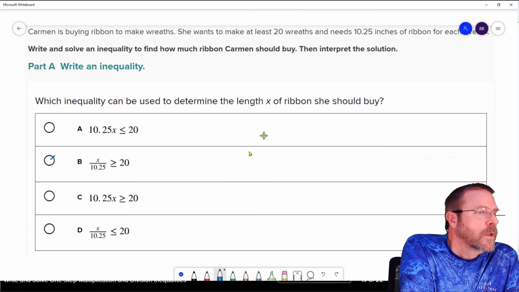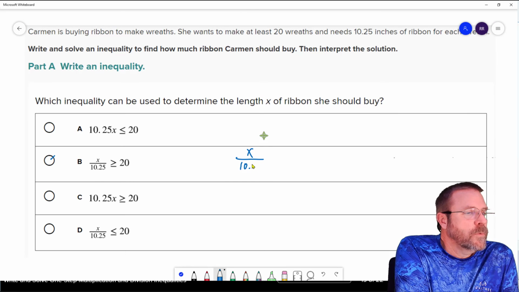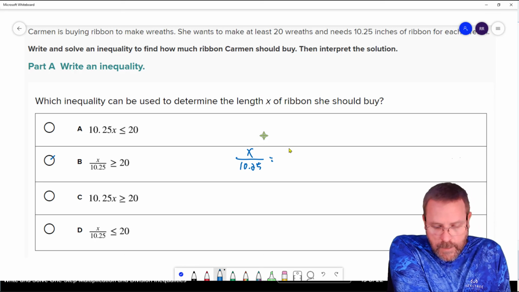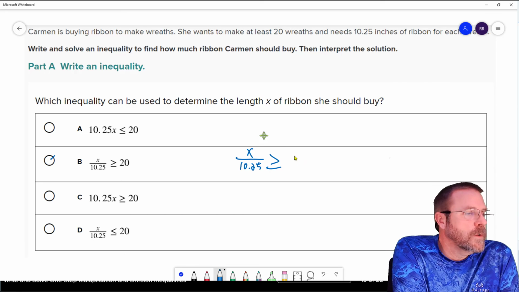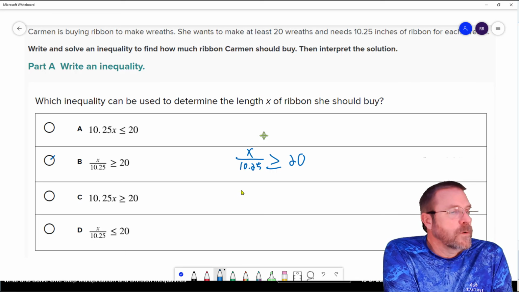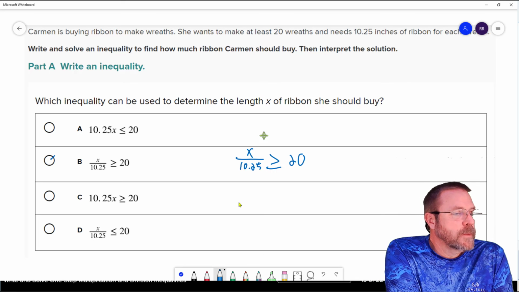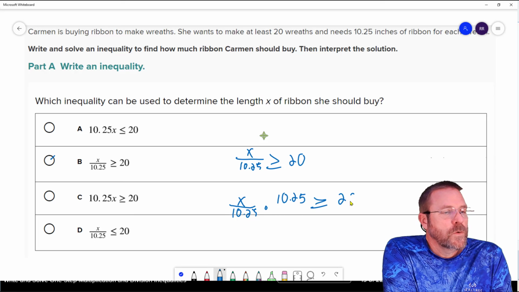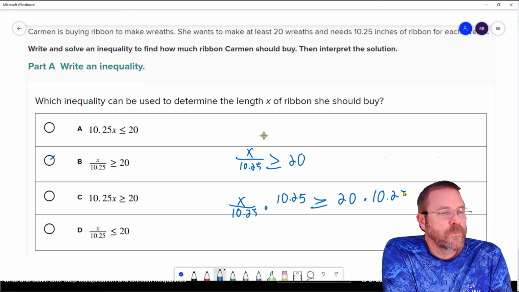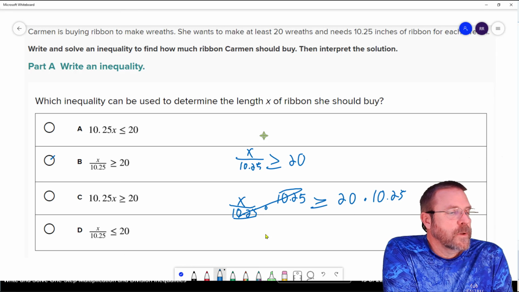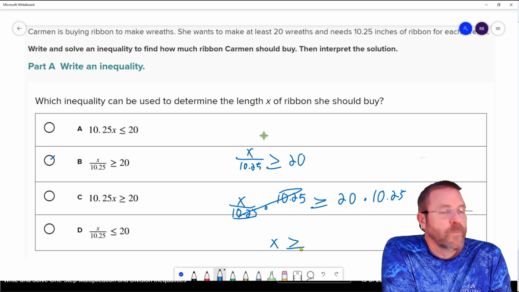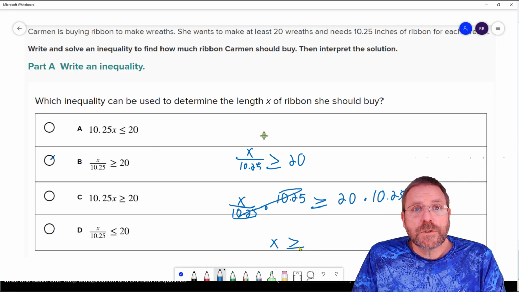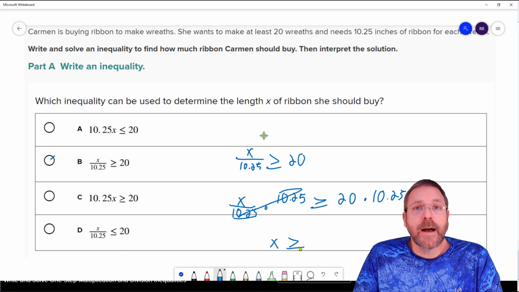And there we go. So I'm going to take x divided by 10.25 is not equal to, common mistake, greater than or equal to 20. I'm going to isolate the variable by multiplying both sides by the 10.25. So I have x divided by 10.25 times 10.25 is greater than or equal to 20 times the 10.25. These divide each other out, becoming 1. 1 times x is x. Notice that sign did not change direction because I multiplied both sides by a positive number.